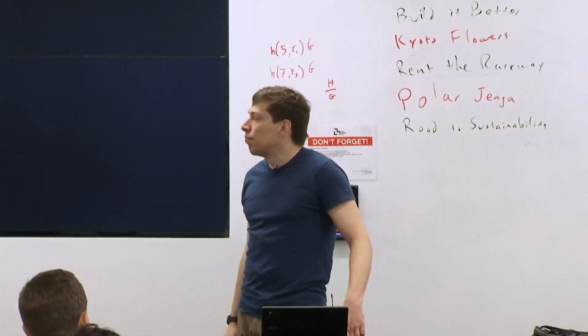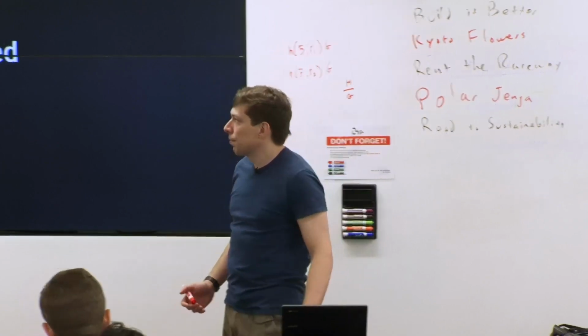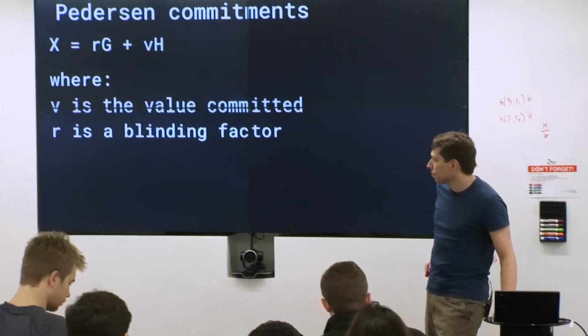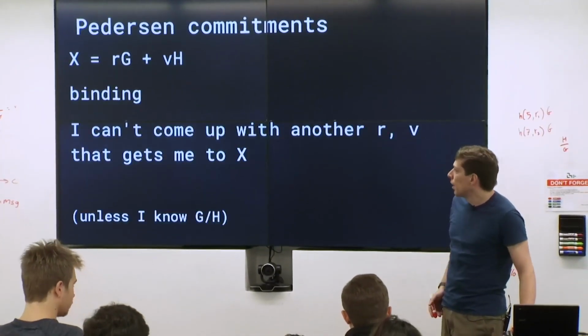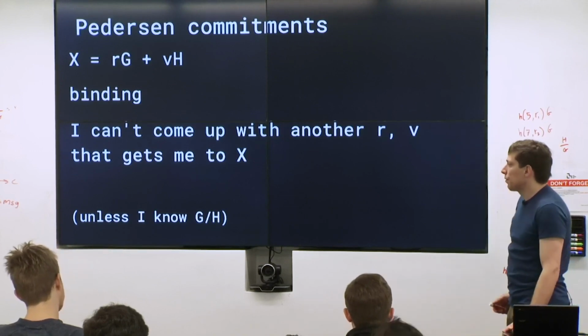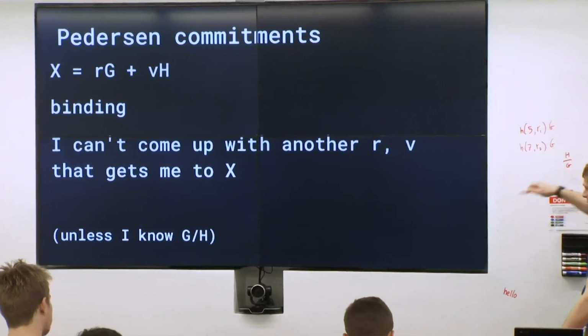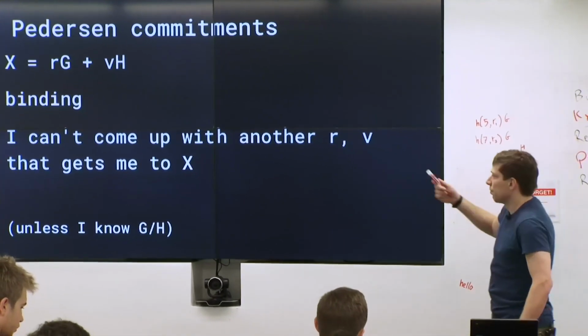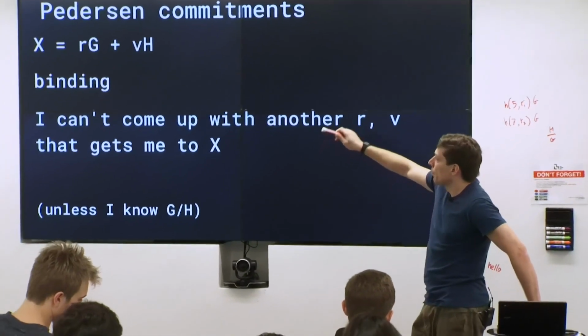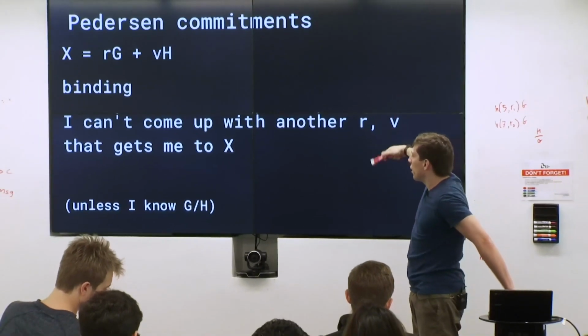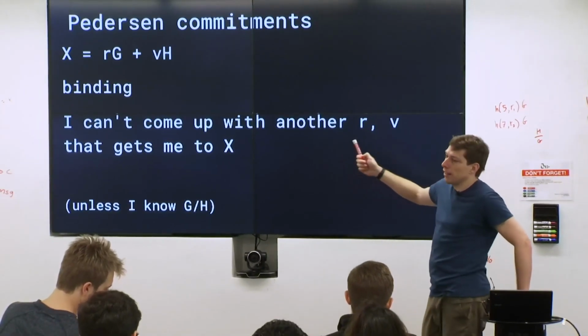And that will obscure what h was, what v was, because I add them together. So this is binding. Unless I know the ratio, right? Unless I know h over g or g over h, whatever, same thing, or kind of. I can't come up with another r and v pair that gets me back to x.